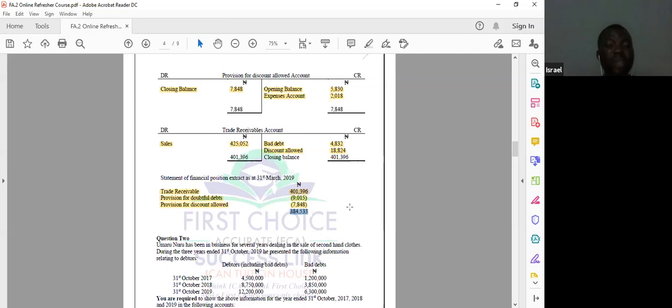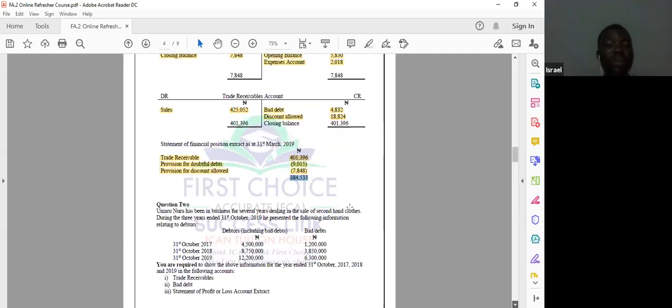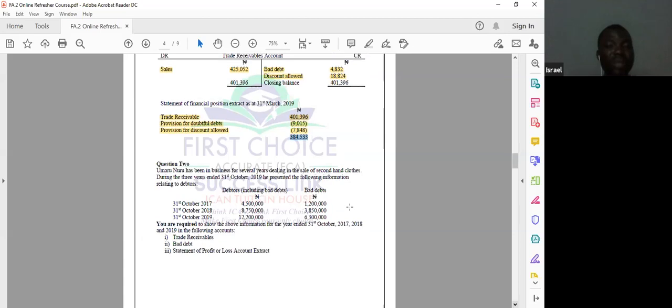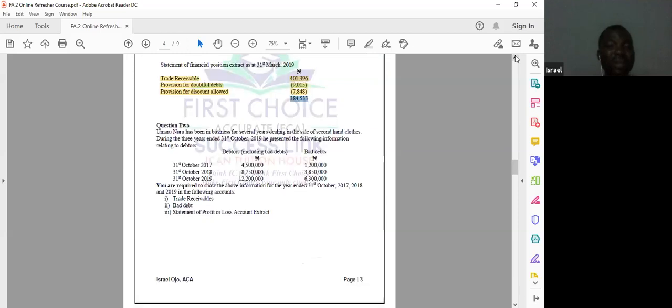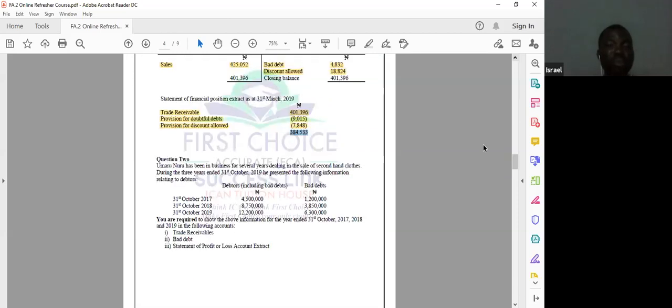Now, I'm mentioning provision. There are some materials or questions that will not mention provision. What they will say is allowance. If that is the case, it means that allowance and provision are the same. Please don't mix it up. Allowance for doubtful debt and provision for doubtful debt are the same. Okay, now after that being said, let's look at question 2, then we move to the next adjustment.